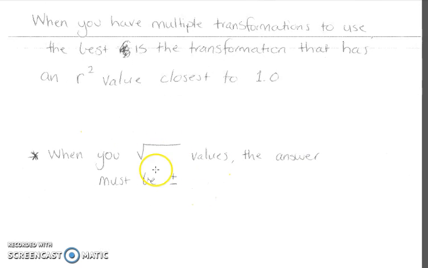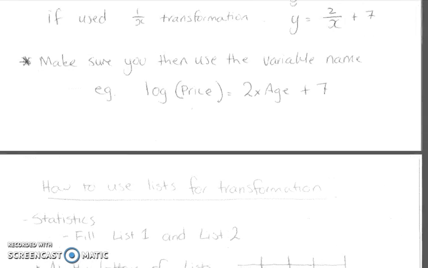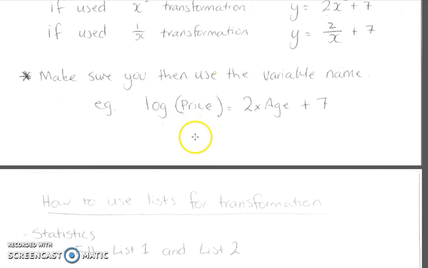If you are using the square root button, sign, make sure that if you square root a value, the answer needs to be plus or minus. And going back to, if we have log in our answer, it actually is okay to leave it as log y equals, or log price equals.